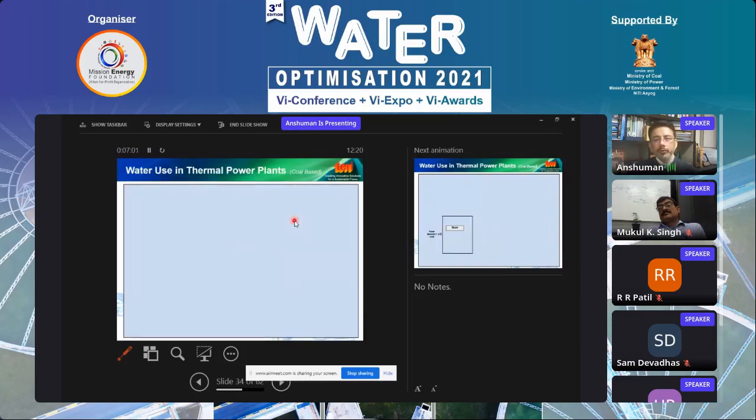Now, for those of you who may not be very versed with water usage in power plants, water is used to generate steam, which moves the turbine to generate electricity. Steam is generated in boilers, and this water, after moving the turbines, is condensed and taken back to the boiler system, which also gets water from the DM plant, a very purified form of water.